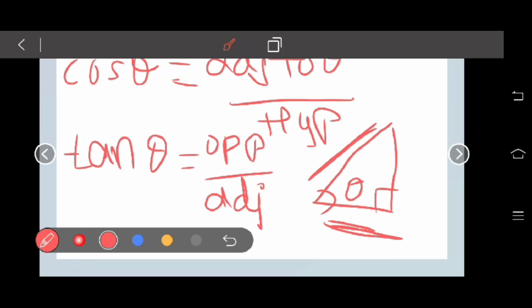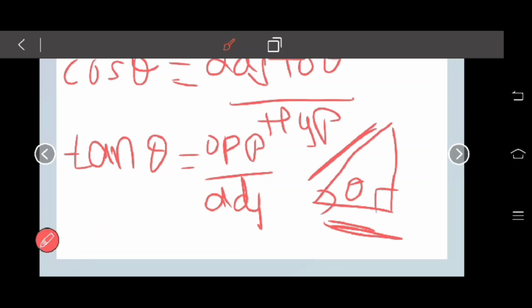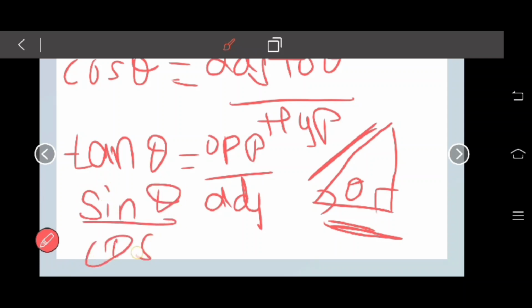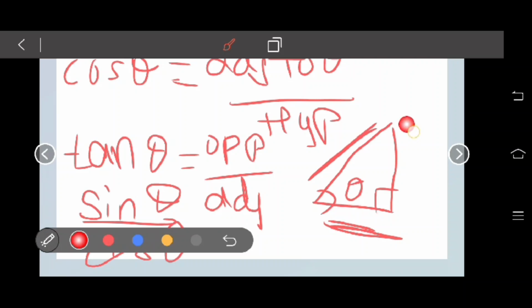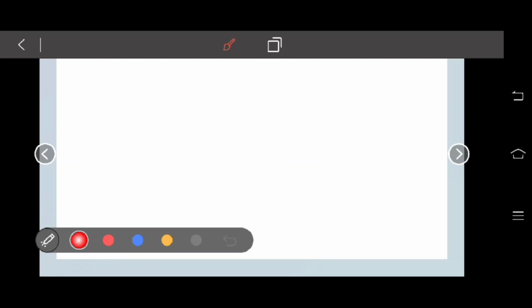So can you say that it is dependent on sine and cos? Yes, you can write it as opposite by adjacent, or you can write it in the form of sine theta by cos theta. In that way also you can write it. So how tan? Opposite to theta means this side, and adjacent to theta means this side. It is formed by these two lines. Next, coming to cosecant.